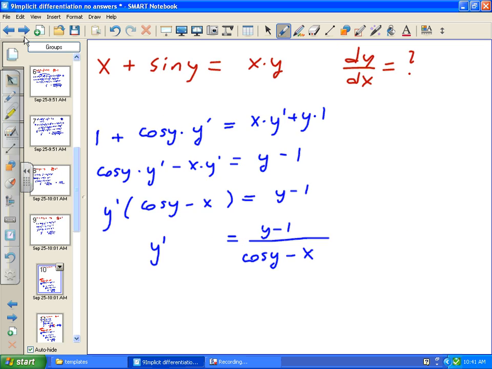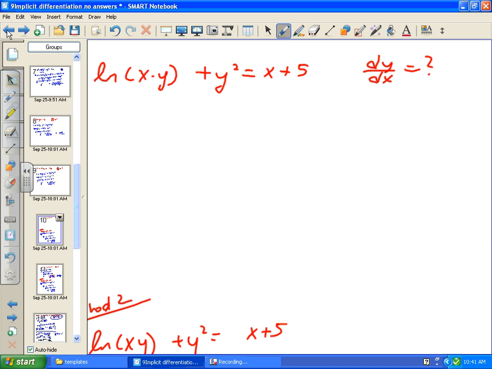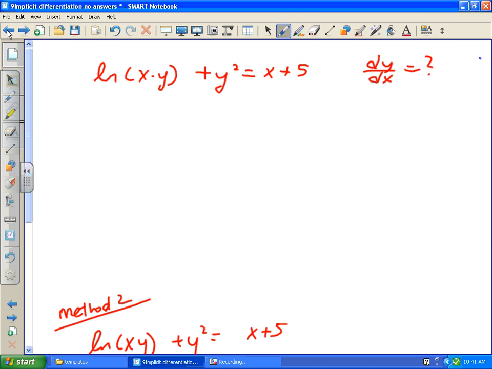Okay, one last one. Sorry, not that, this one. Okay, our good friends, logarithmic functions, right? We just learned about them, so let's include them in our discussion with implicit differentiation. ln of xy plus y squared equals x plus 5. What is dy/dx? There are two ways to do this question, but I'm going to give you a hint. Let's all do it with the easier way.